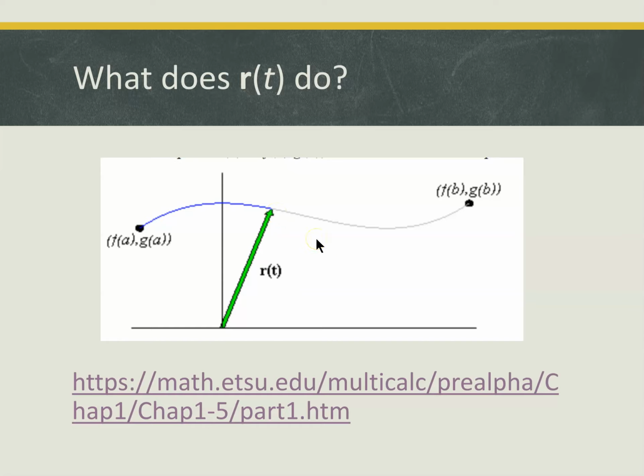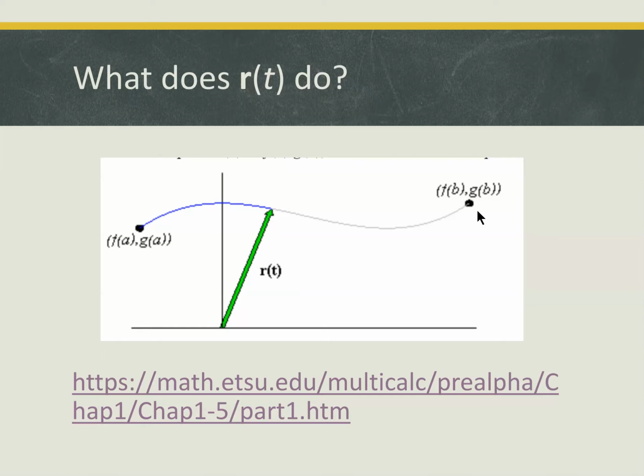In this particular image, we have the vector r of t on an interval for t running from a to b. At the left endpoint, we have the point f of a, g of a, which is the result of evaluating vector r of t at t equals a. And at the right endpoint, we have f of b, g of b. That point is the result of evaluating the vector r of t at t equals b.